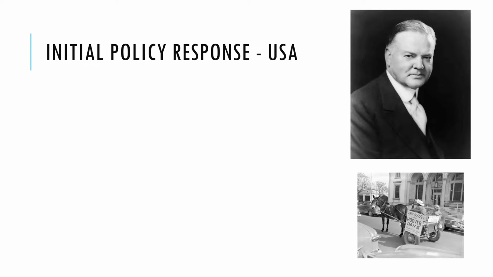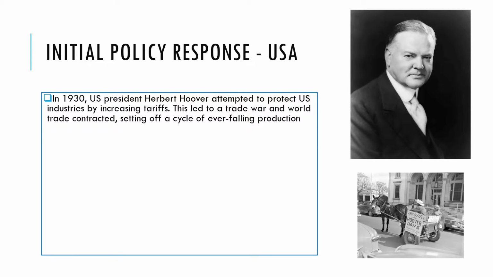Now, what drove this recession turn into depression was the policy responses from the government. So the USA's initial policy response to deal with this recession was the following. So they introduced tariffs to try and protect the industry. So tariffs are taxes on imports, and to try and protect domestic jobs, they tried to reduce the amount of imports into the USA, but this led to a trade war and world trade contracted, setting up a cycle of falling production.